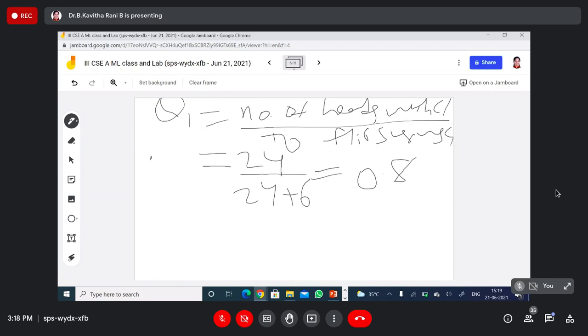ఎట్లా వచ్చింది ఇది? So that is nothing but this 24 is how many number of heads for coin A by total number of flips taken by coin A. Coin A flip చేసినప్పుడు 24 times heads వచ్చింది, 6 times tails వచ్చింది.